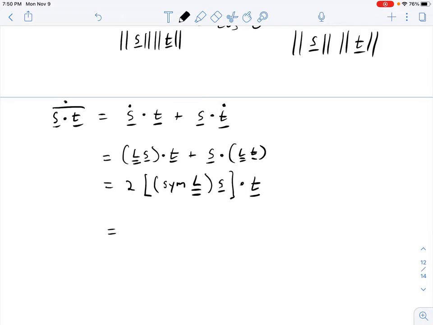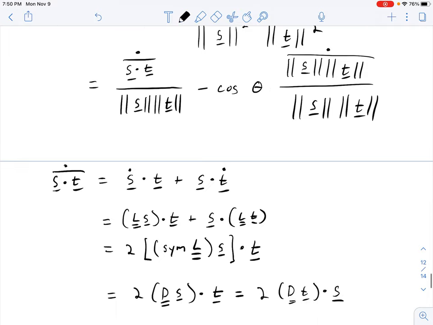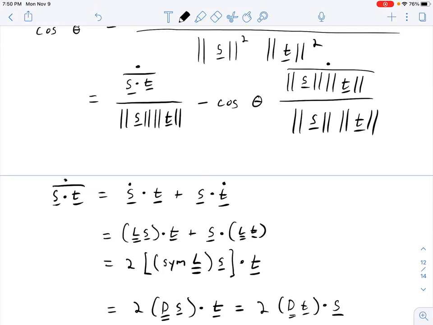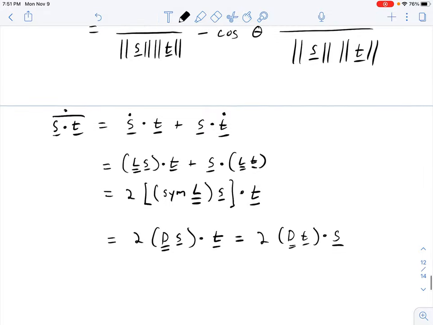All right, well, that is equal to 2 D. S dot T is equal to 2 D T dot S. All right, and let's go back up to this formula here for the time derivative of the cosine of theta. We could expand all these nasty terms out and get something that wouldn't really give us a whole lot more insight. But instead, let's consider the case where they are perpendicular at time t, so that cosine of theta is equal to 0.